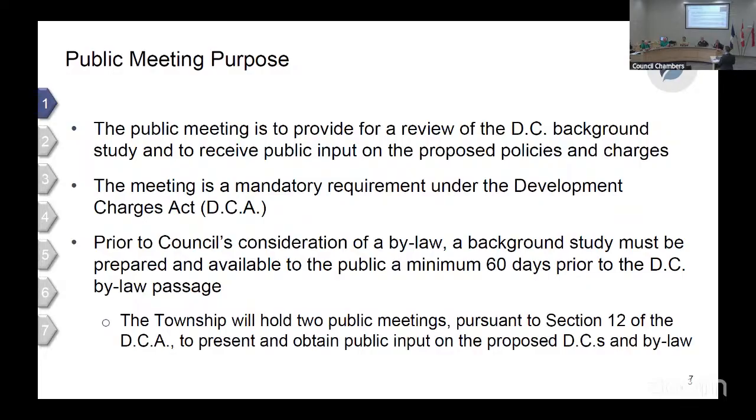Part of the process is we need to release the background study at least 60 days prior to consideration of the bylaw. And on the next slide, I'll show you how we've met that. As part of this process, we're holding 2 public meetings to present the information first, and then happy to answer any questions, but as well to deal with any questions in August prior to passage in September.